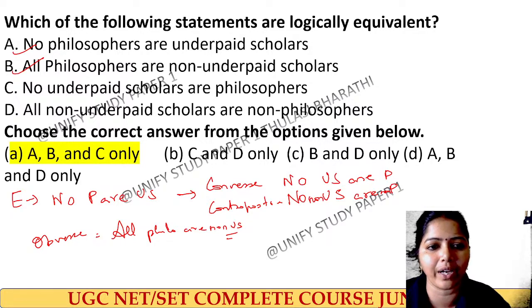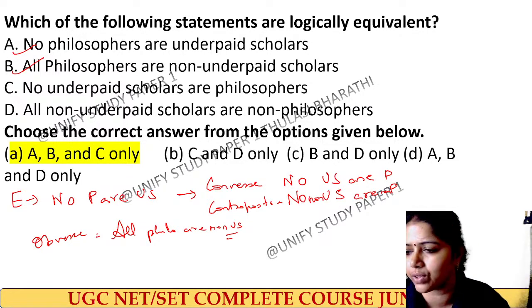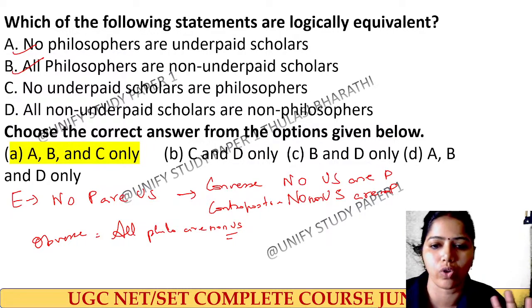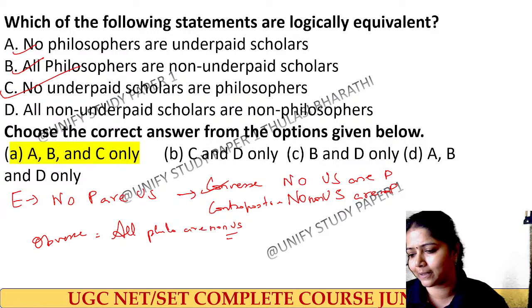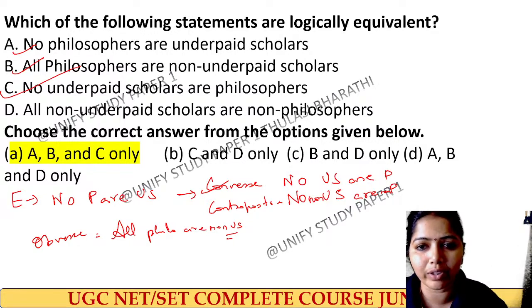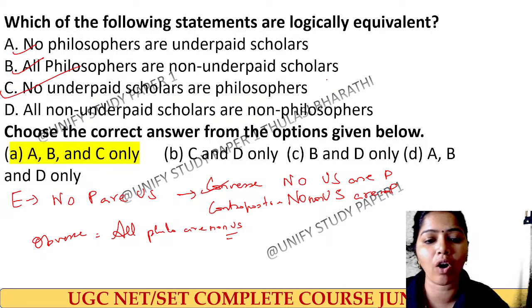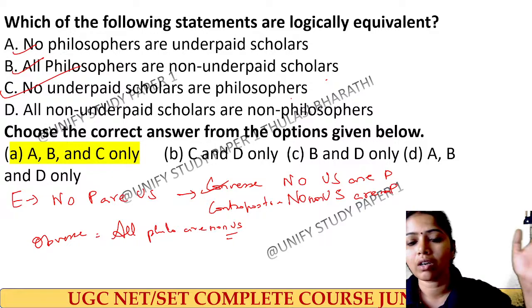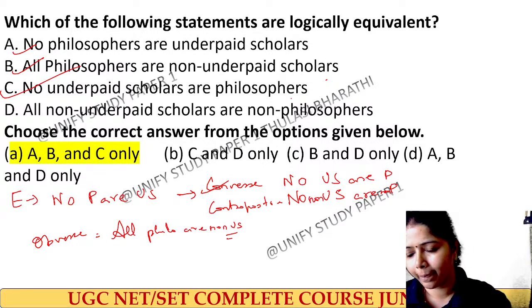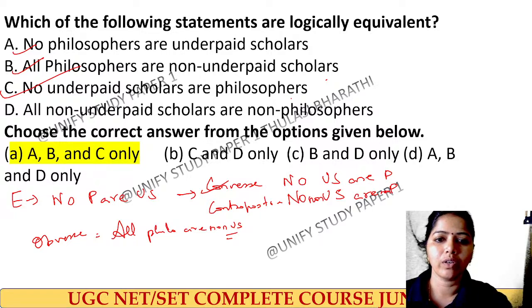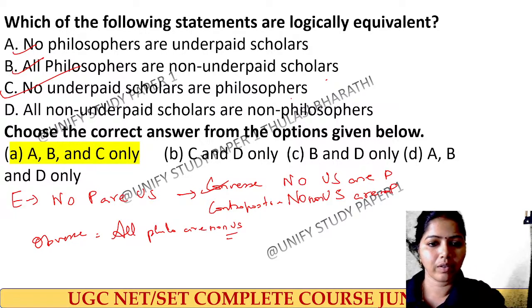A and B are equivalent. And then what is C? No underpaid scholars are philosophers. That is nothing but the converse of it. So this is also right. So A, B, C is the right answer. Exactly. For this one, A, B is the obverse and C is the converse. Very good, learners. This is easy.